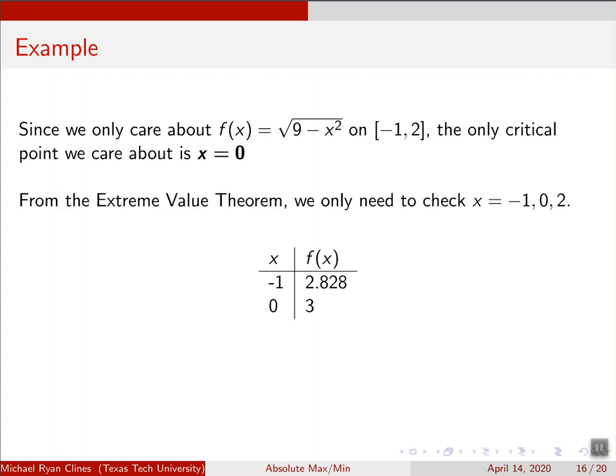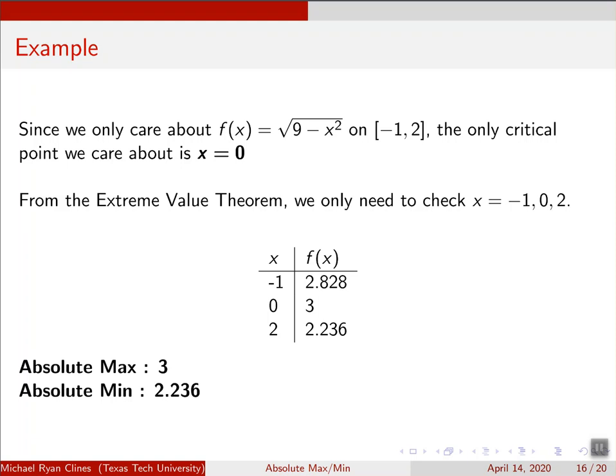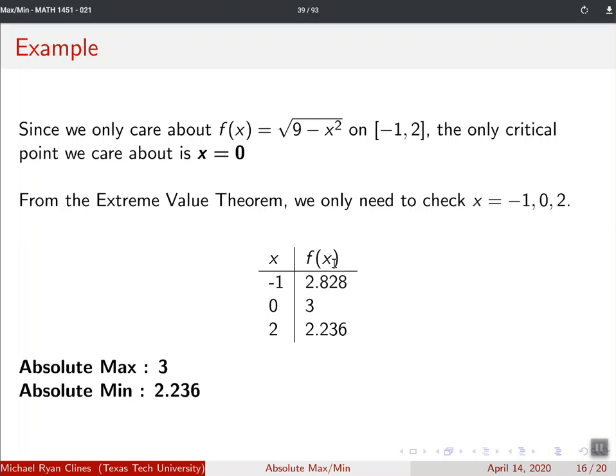So f of 0 is equal to 3, and then we need to evaluate f of 2, and f of 2 is equal to 2.236. So using this information, we can determine the absolute maximum is 3, and it occurs at x equal to 0, and the absolute minimum is 2.236, and it occurs at x equal to 2. So we took our critical points that are in the interval, we took our endpoints. We know from the extreme value theorem these are the only points we have to check. We plug these 3 values into the function. The biggest number in this right column is our absolute maximum. The smallest number in this column is our absolute minimum.